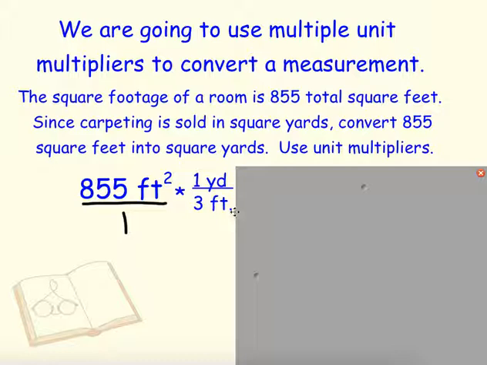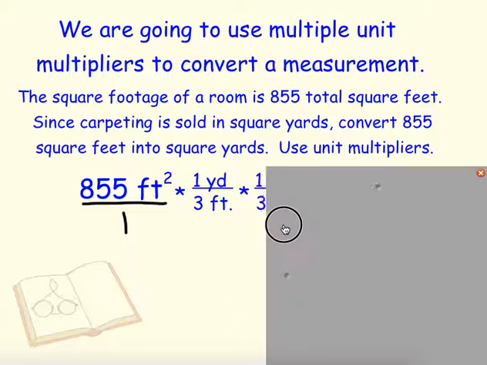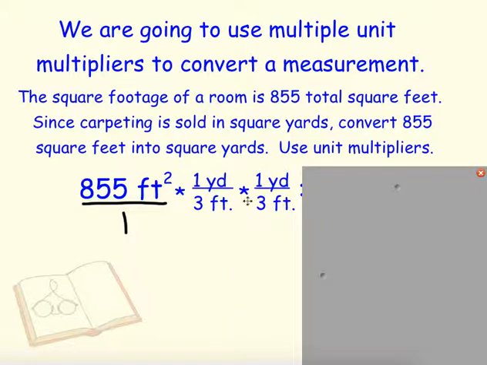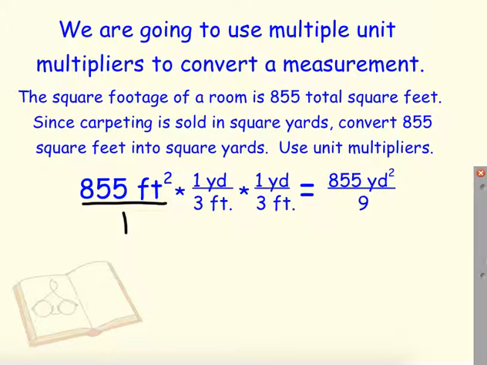But it's not enough because currently we just have feet and I need to get rid of feet squared. So I actually need to use a second unit multiplier so that I have, in the denominator, 9 feet squared. That will actually cancel out with my feet squared and will give me yard squared, yard times yard. So I get 855 yards squared divided by 9, so that we can actually go to the carpeting store and figure out how much we need. And when we do that, it comes out as just 95 yards squared. So when I see these 2-dimensional things, I need to use 2 unit multipliers to get rid of them.